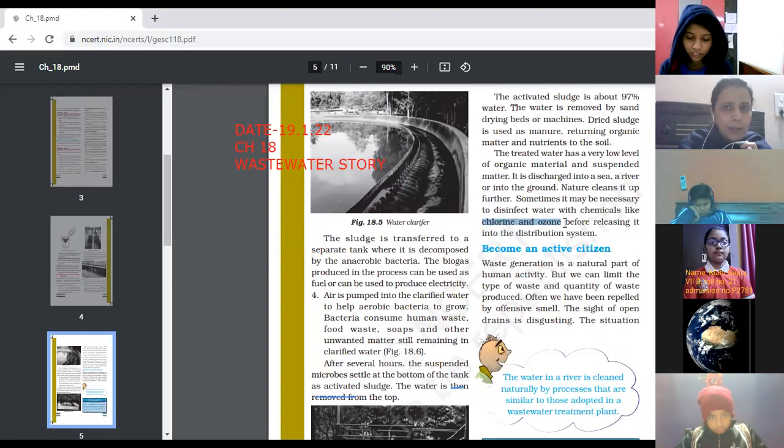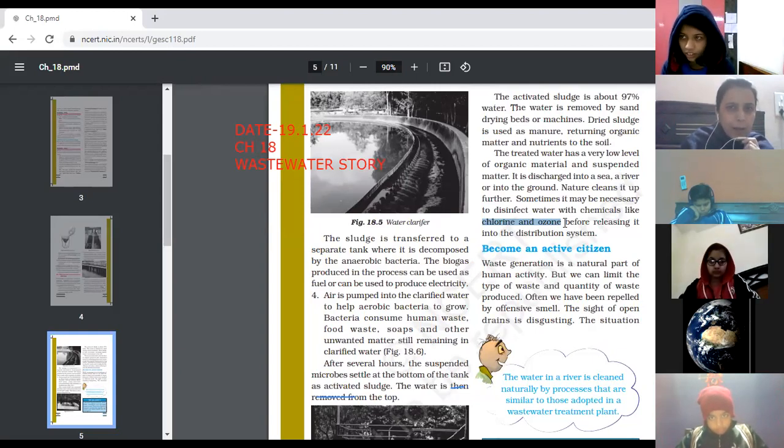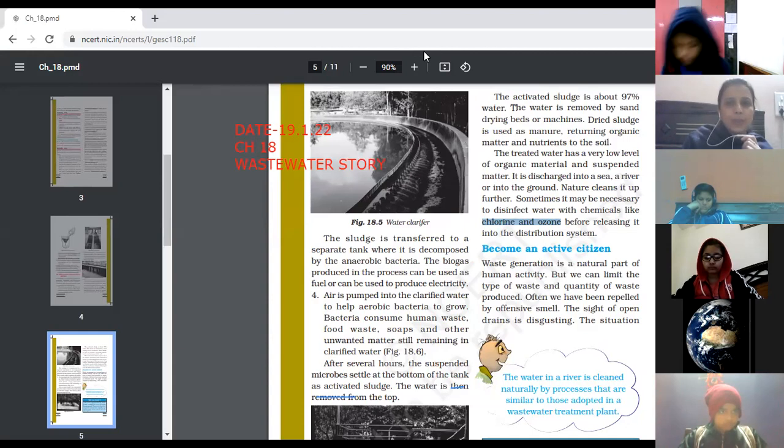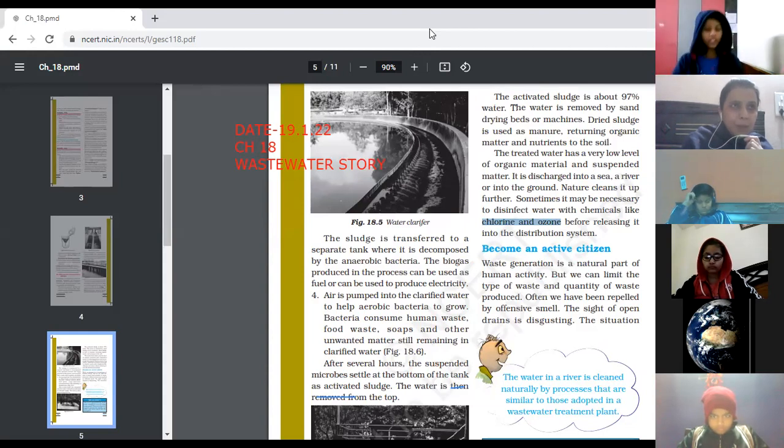And the last point is we are adding 2 disinfectants, that are chlorine and ozone. After that, the water from the WWTP plant is thrown into the seas, rivers, or into the ground. So this is the whole process of the WWTP, means wastewater treatment plant. I hope all the points are clear to you. If anybody is having any problem, you may ask.